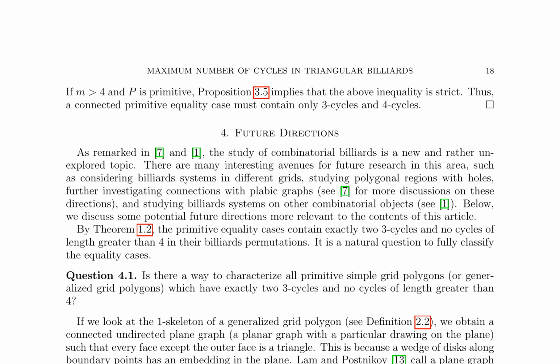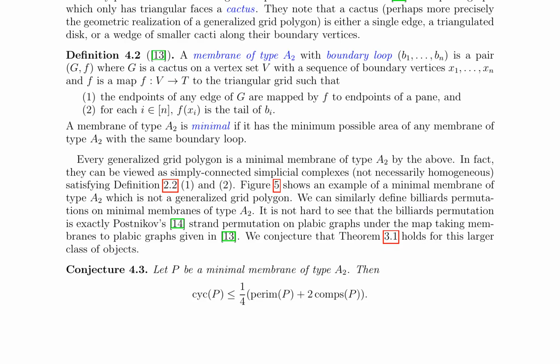The concept of generalized grid polygons and their one-skeletons is introduced, connecting to the study of cacti and membranes of type A2. The latter includes minimal membranes, which are viewed as simply connected simplicial complexes. These minimal membranes have potential implications for understanding the properties and behaviors of billiard systems within these complex geometric structures.